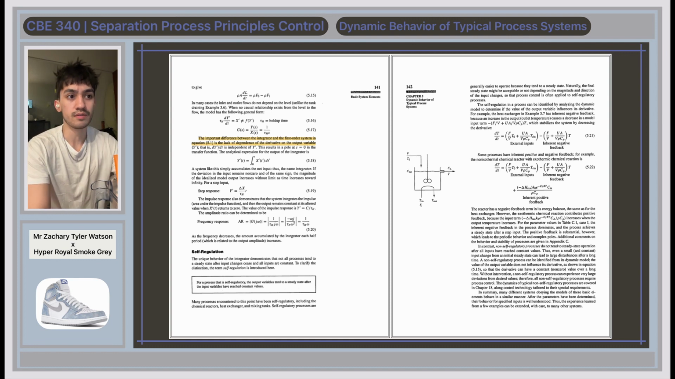The important difference between the integrator and the first order system in equation 5.1 is the lack of dependence on the output variable. The output variable being y differential, the derivative of the differential output variable with respect to t is independent of the output variable differential. So this results in a pole of s equals 0 in the transfer function.